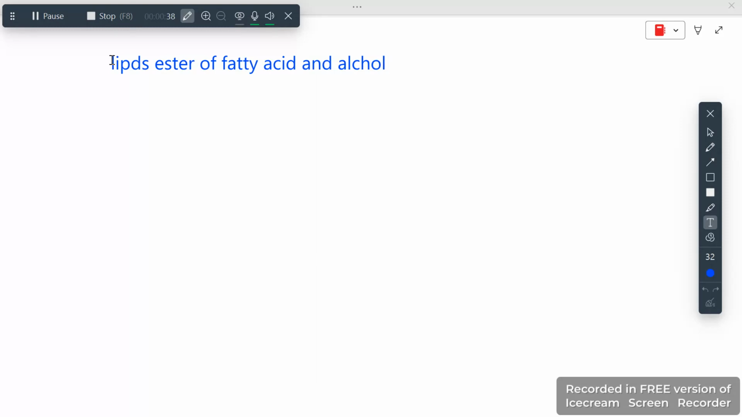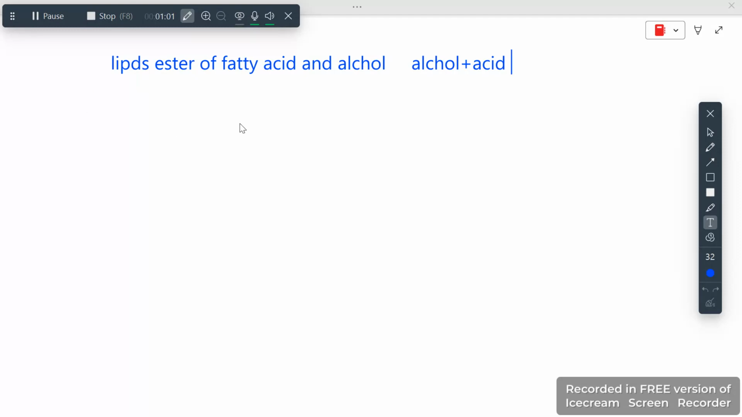And this could be alcohol plus acid. Alcohol plus acid. This means the lipid is the ester of the fatty acid chain and the glycerol, the alcohol, which could be added with another acid.